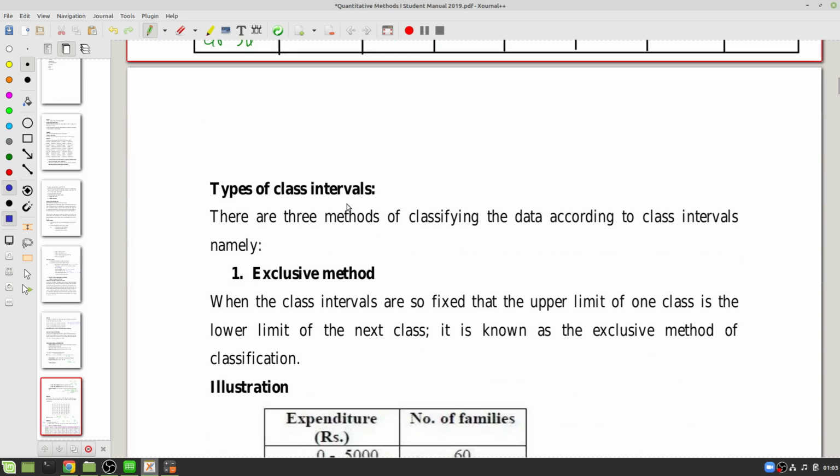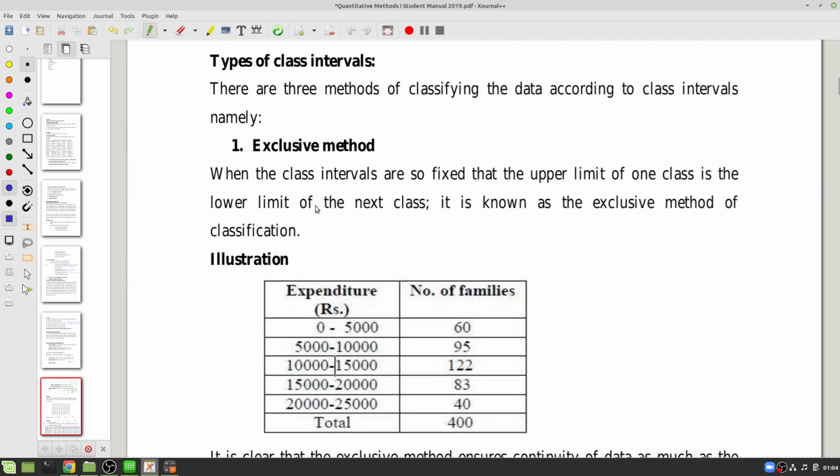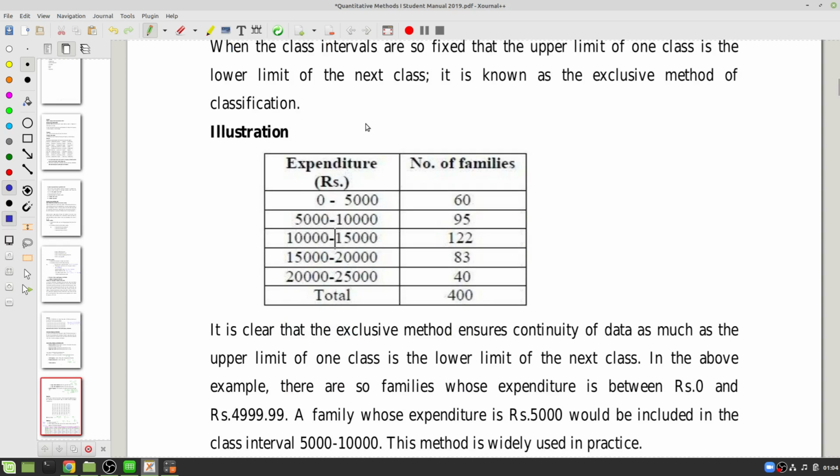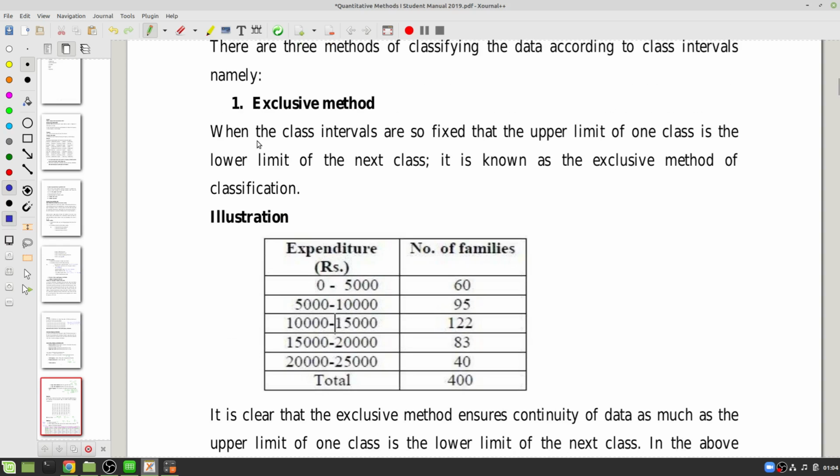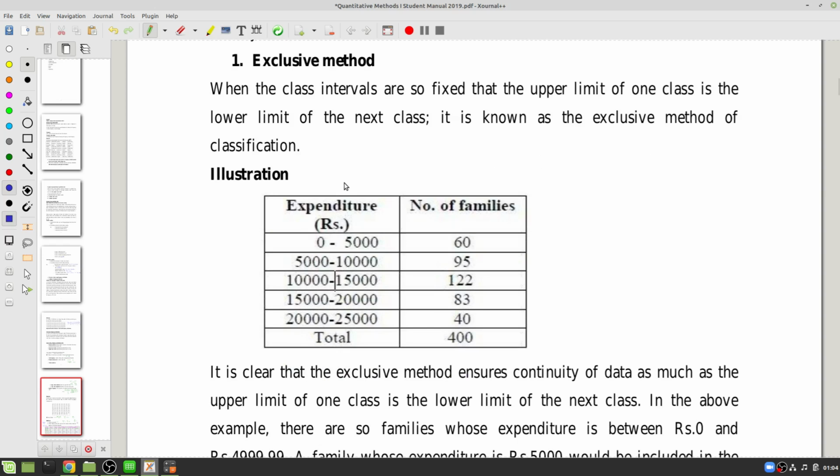Okay, let's push through and finish lesson 2 in this video still. So types of class intervals, the exclusive method. So the exclusive method, when the class intervals are so fixed that the upper limit of one is the lower limit of the other one. Okay, so what they mean by exclusive is that this value on the right is excluded from the class. Right, so I'm just going to underline all of them. So what this means is you go from 0 to 5,000 but not including 5,000.